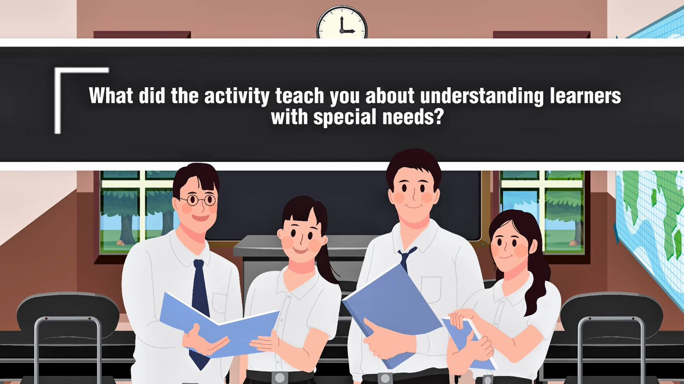What did the activity teach you about understanding learners with special needs? This activity showed me that every learner is different and they learn in their own way. It's not just about what they can't do, but it's also about what they can do. For example, a student might struggle in problem-solving skills, but that student also excels in art, and that is something that we need to build on.